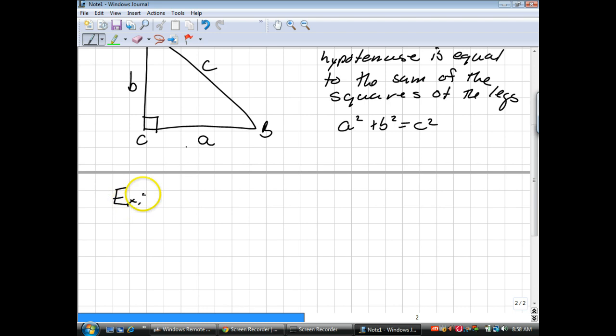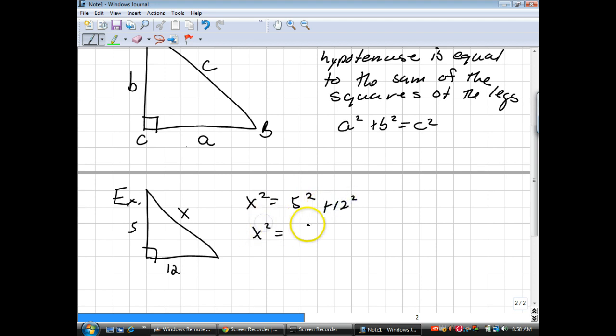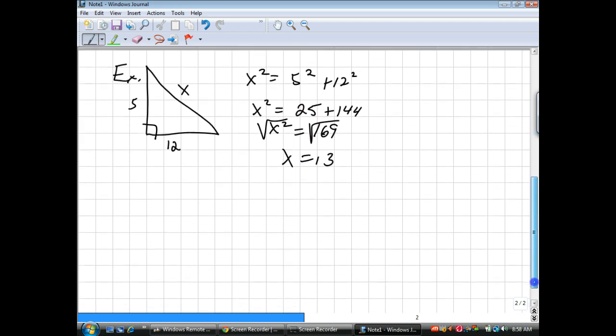So for example, given the right triangle where this is 5, this is 12, and this is x, okay? X is the hypotenuse, so it represents C. So x squared is equal to 5 squared plus 12 squared, the sum of the legs squared. So 5 squared is 25, 12 squared is 144, so x squared equals 169. So x, if I take the square root of both sides, x equals 13. Because 13 times 13 is 169.